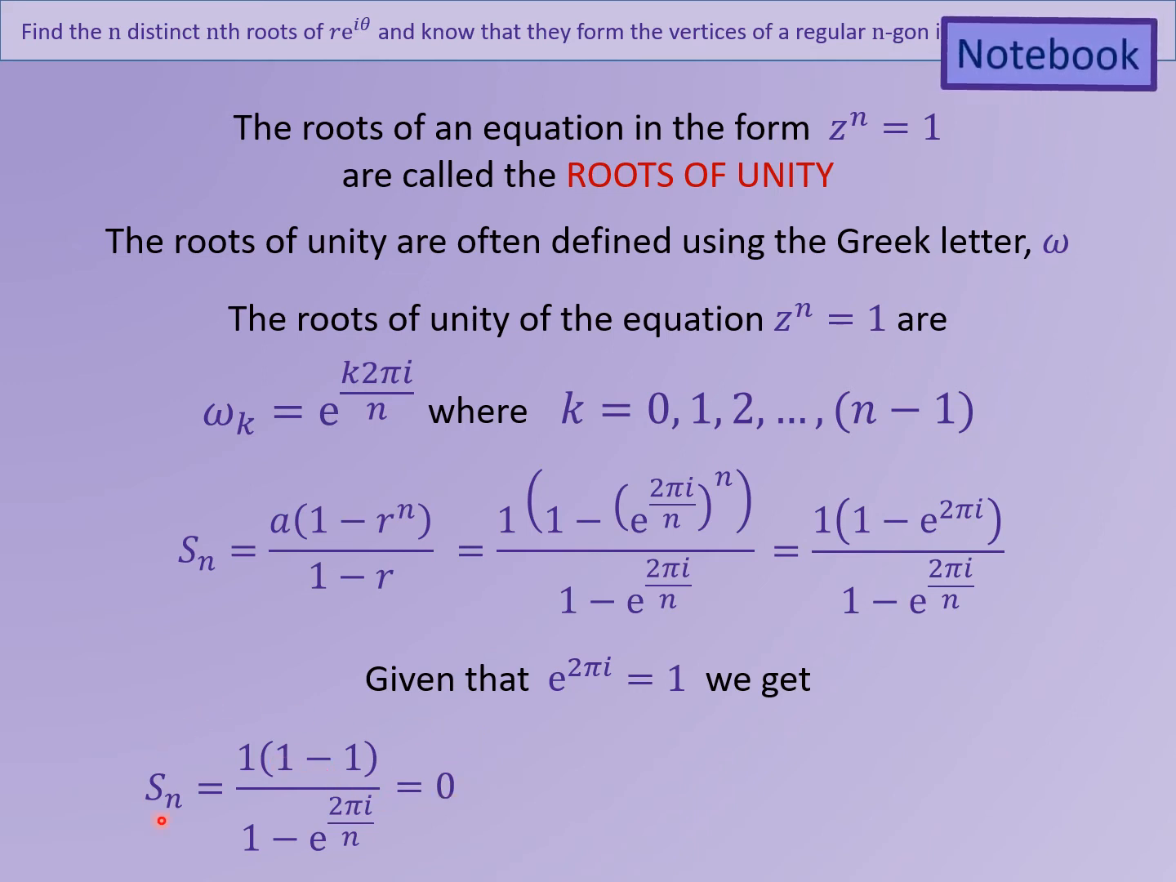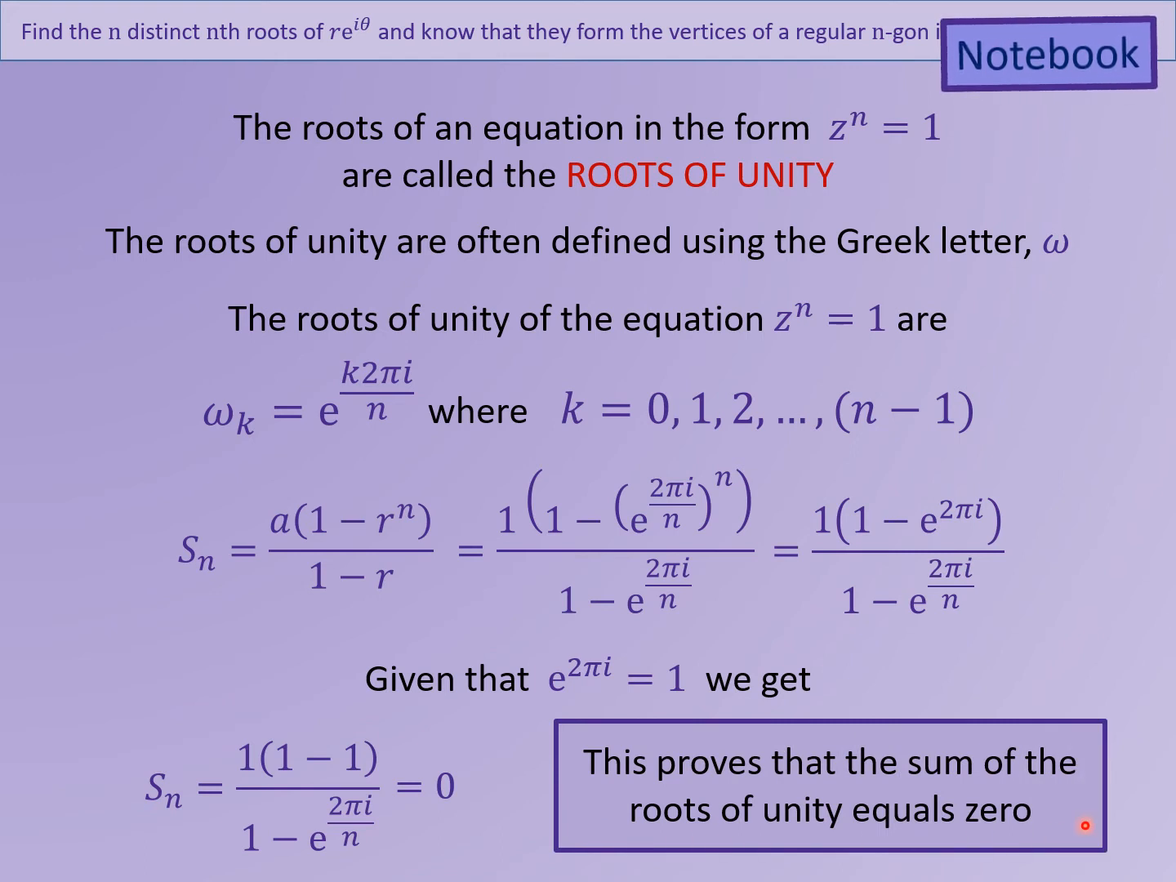So therefore, what have we proved there? That the sum of all of the roots of unity, doesn't matter what they are, when you add them together, always equals 0. So we saw a nice example of that earlier, but now we've managed to prove it mathematically using sequences and series.